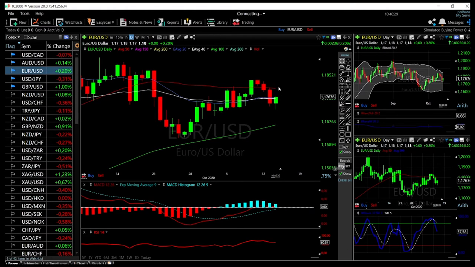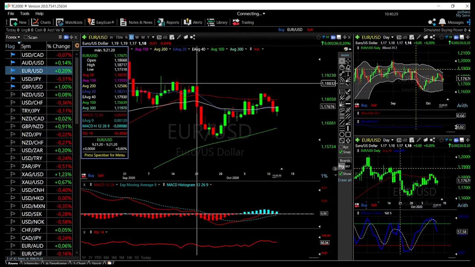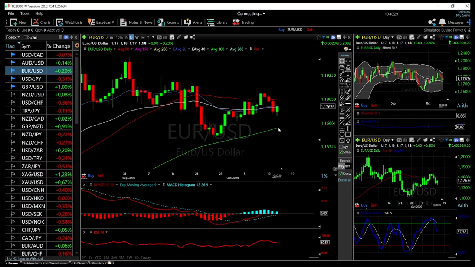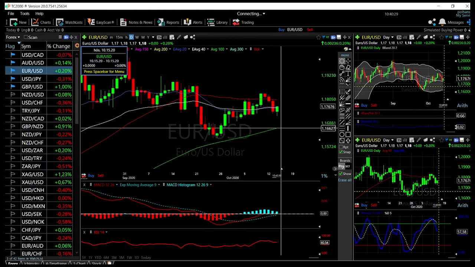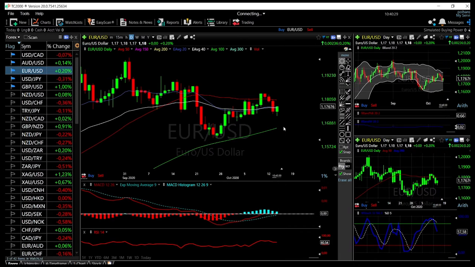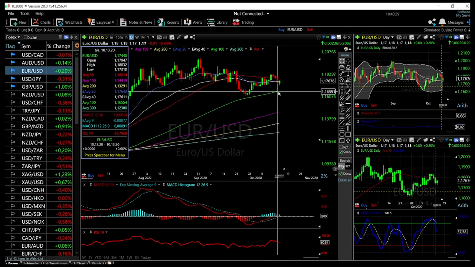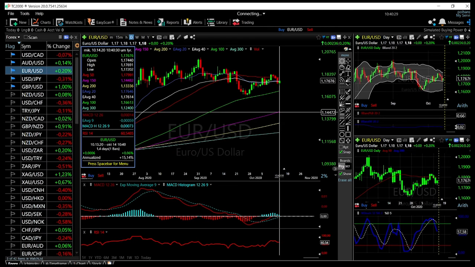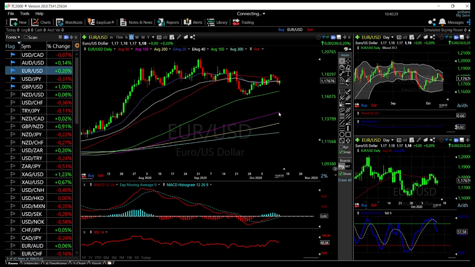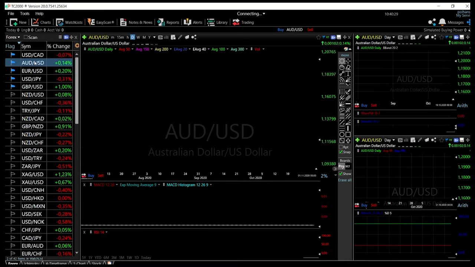A breakthrough to the 50 moving average will see us go to these levels at around 1188. And a breakdown from here will find support at the 100 moving average almost certainly. And if we were to break through the 100 moving average, then we'll go all the way towards the 150 moving average at 1144. So we look at the Aussie dollar, US dollar.